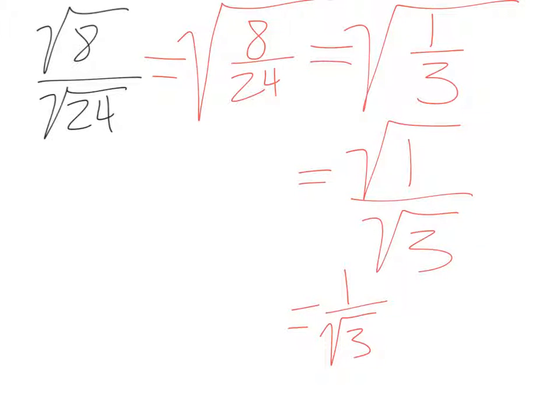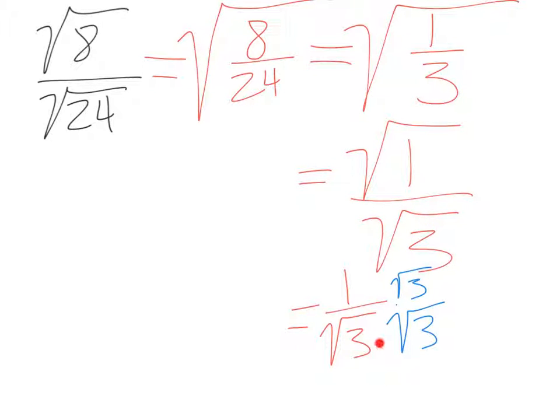Okay, now this is where we need to simplify one more thing before we are finished. We cannot leave a square root in the denominator. Okay, so in order to get the square root out of the denominator, I'm going to multiply that bottom number by itself. And whatever I do to the bottom, I'm going to have to multiply by that same number on the top in order to keep it equal.